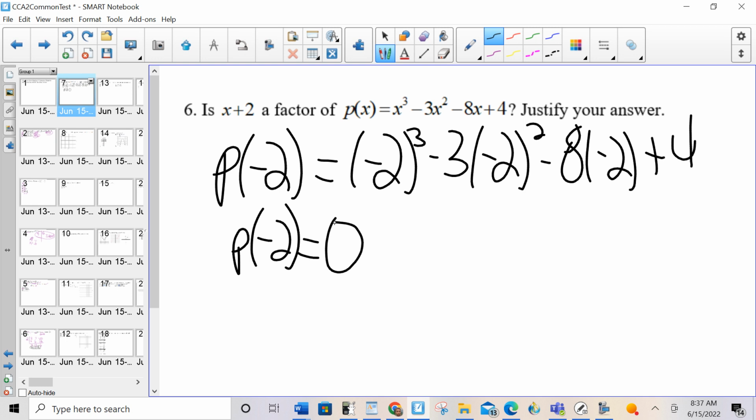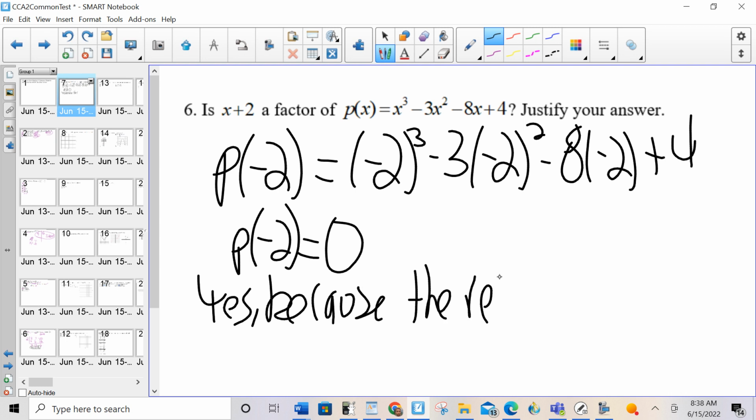Is x plus 2 a factor? Yes, because the remainder is 0. Don't say it. Try and stay away from it in your explanations. Yes, because the remainder is 0.